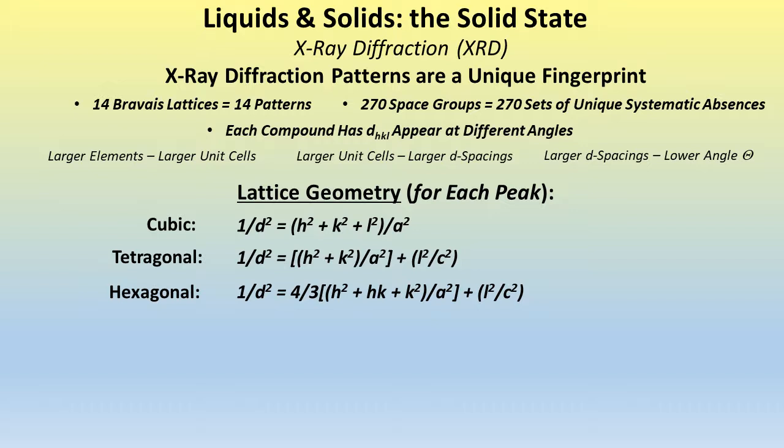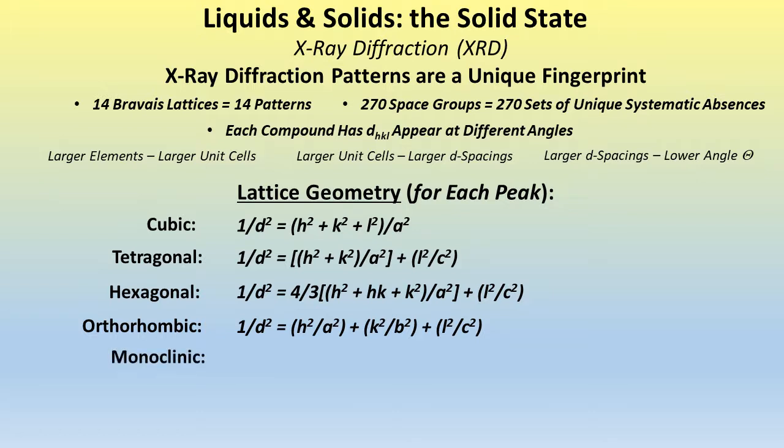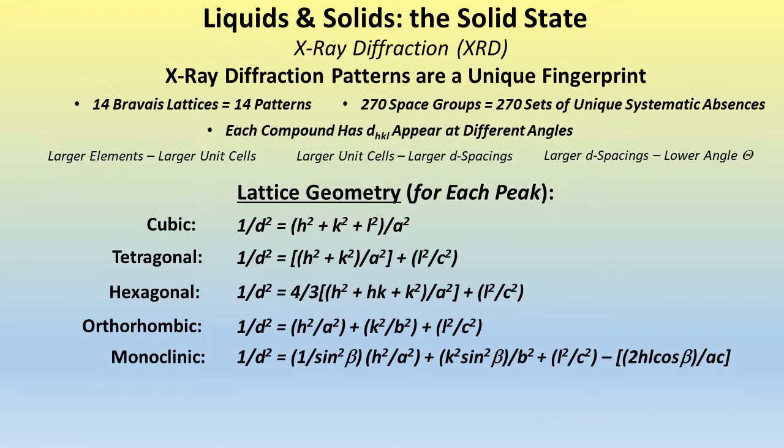For orthorhombic, where all 3 sides are different sizes, 1 over d squared is h squared over a squared plus k squared over b squared plus l squared over c squared. For monoclinic, where the angles are also different, 1 over d squared is 1 over sine squared beta times h squared over a squared plus k squared sine squared beta over b squared plus l squared over c squared minus 2 times h times l times cosine beta over ac.